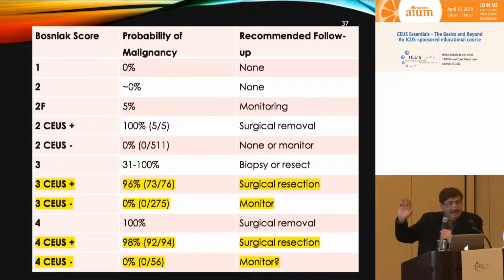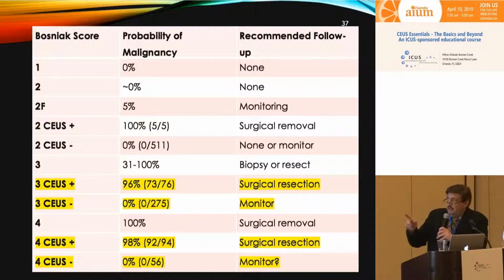So I just want to go back to that table I showed you about Bosniak classification. And if we look at our data another way, based on what we found, let's look at the Bosniak 3s. And again, we had classified those lesions based on whatever brought them to us, a CT with or without contrast, an MR without contrast or with contrast, or an ultrasound. And if you look at the Bosniak 3s, of those that were positive on CEUS, 96% of them turned out to be cancers and should have gone to surgical resection.